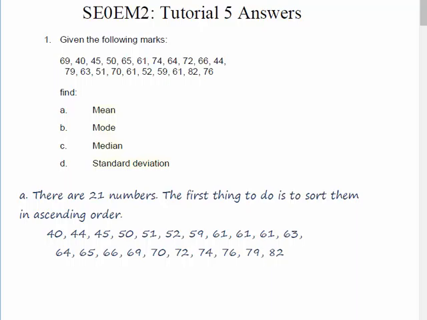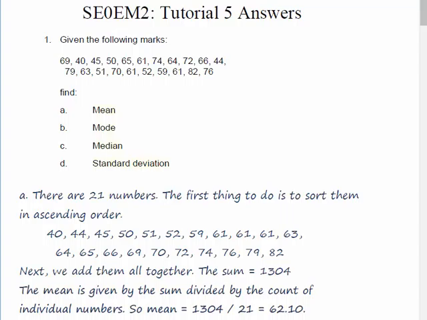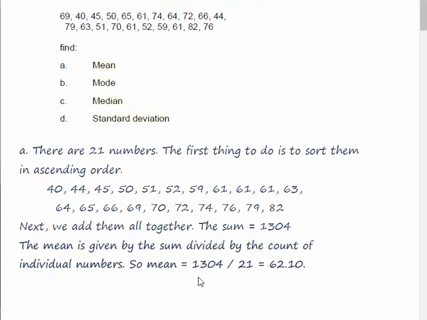So we add the numbers together, we get the value of 1304. There are 21 separate numbers, so 1304 divided by 21 gives us 62.1. As a quick sanity check, 1300 divided by 21 is the same as 130 divided by 2, which is 65. So an answer of 62.1 is about right.